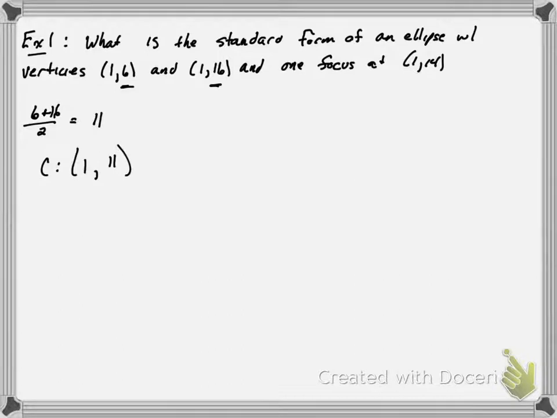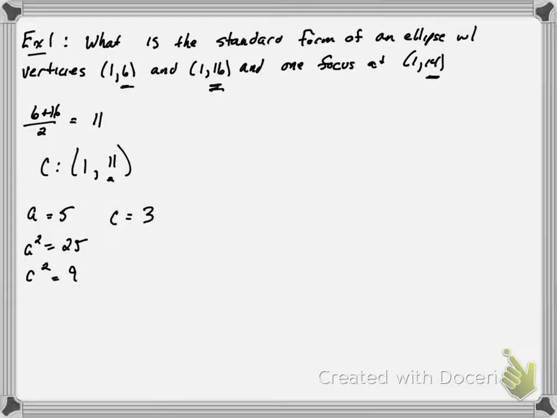And now you see the y is changing with your vertices, so your foci are up there as well. Okay? So what's a? a, from 11 to 16, would be 5. If I'm going from 11 to 6, that's still 5. So my a squared is 25. All right, and what's my c? Well, I'm going from 11 to 14 now. So my c is 3. So my c squared is 9.